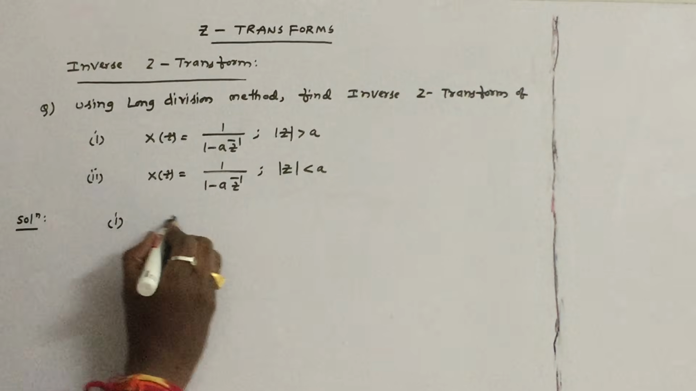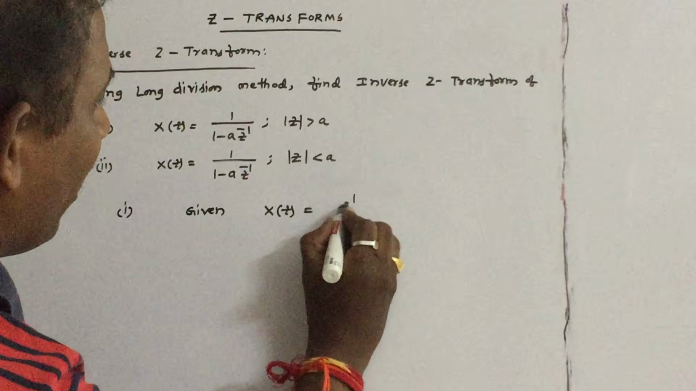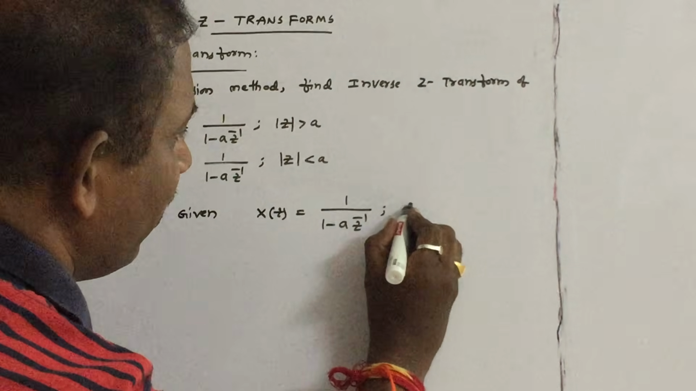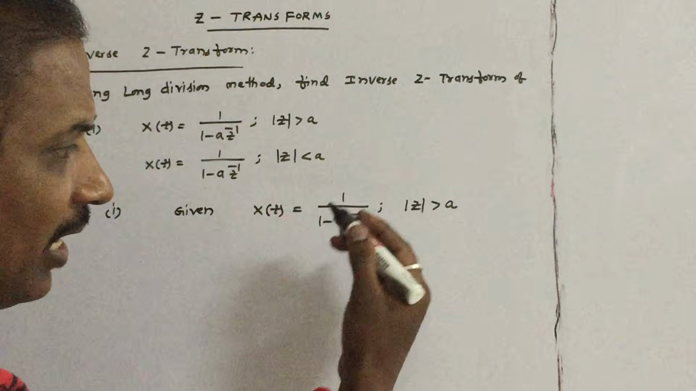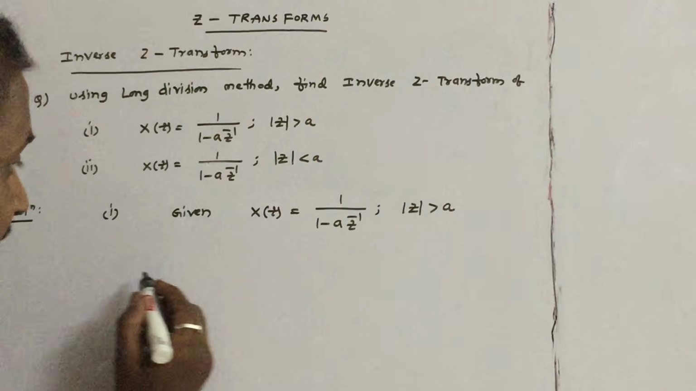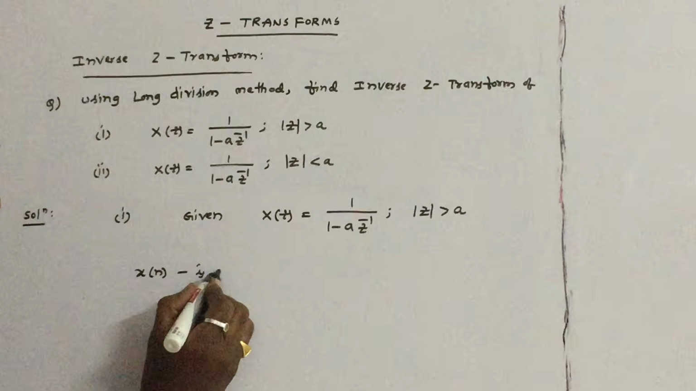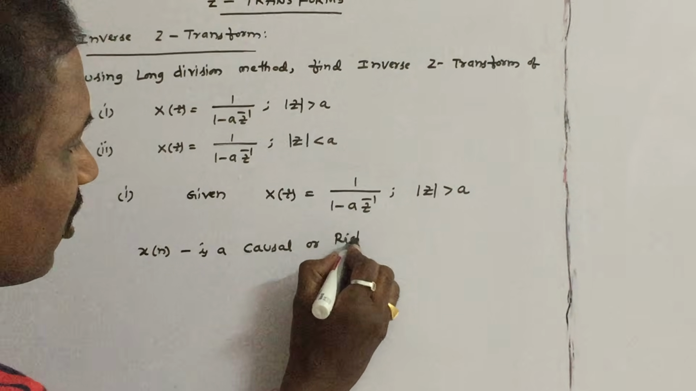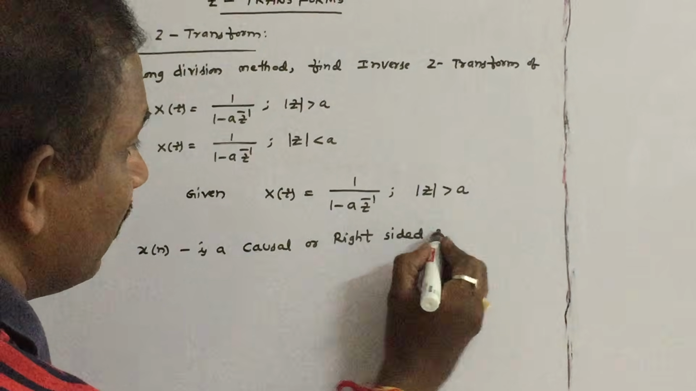Let us see how to do this. What is the first question? Given X of z is equal to 1 by 1 minus a z inverse. Here the region of convergence is important. The region of convergence is given as mod z greater than a, that means a circle outside. So whenever the region of convergence is outside some circle, we have to write x of n as a causal or right-sided sequence. First point you have to observe is that x of n is a causal or right-sided sequence.